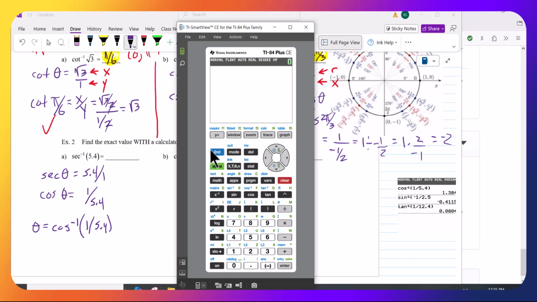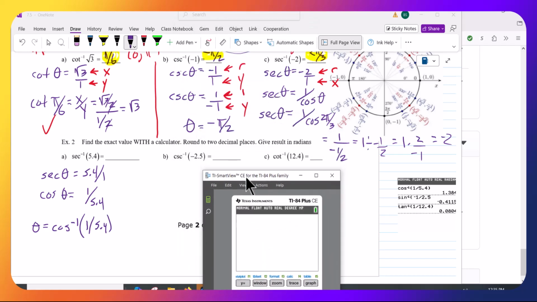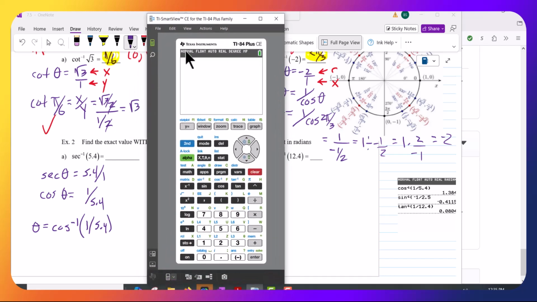So let's see, go inverse cosine. Now I want radian mode on this, so I want the results in radians. So I need to change my calculator to radian mode and do that. Now I can go through and get everything entered. So if I go inverse cosine of the reciprocal, 1 divided by 5.4, this will give me the angle answer in radians.